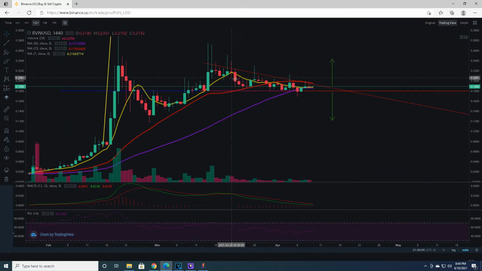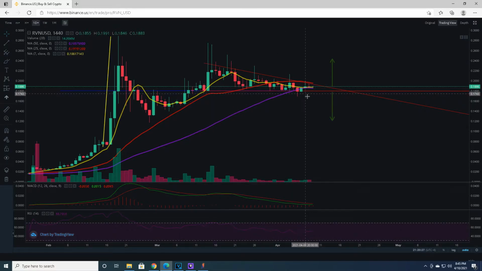So here you have a descending line of resistance. A resistance is getting tighter. Our resistance is getting closer to our support. And our support has been a straight line here at around 18 cents. And it's been holding, it's been touched multiple times.